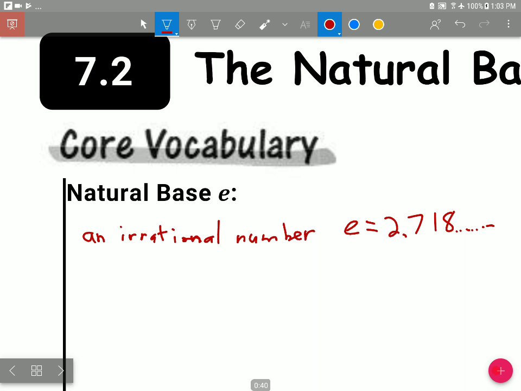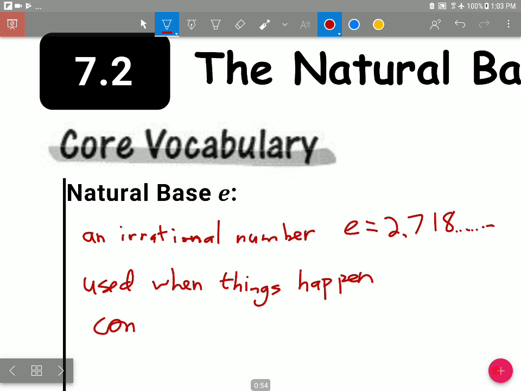Okay? And we'll say it's used when things happen continuously. C-O-N-T-I-N-U-O-U-S-L-Y, something like that. Spelled something along those lines. So use it when you're doing something continuously.